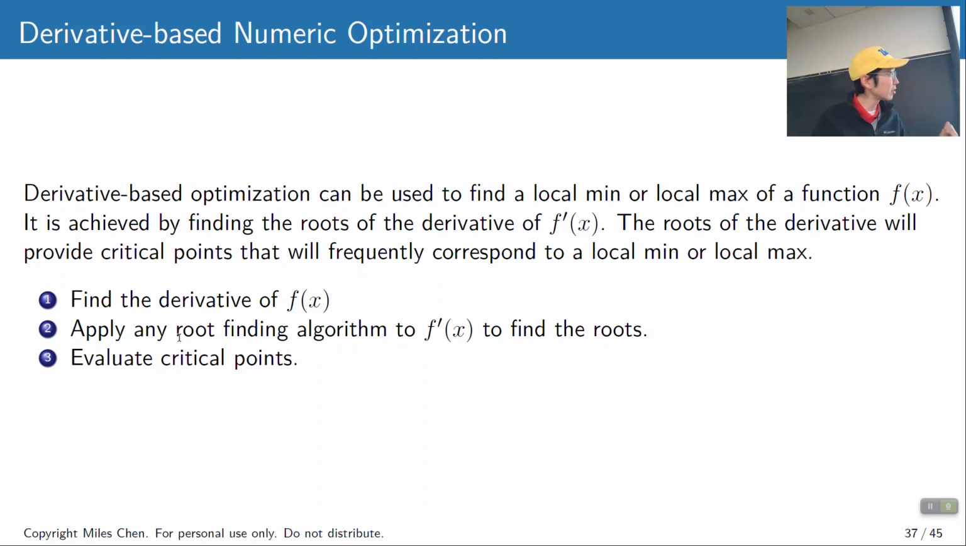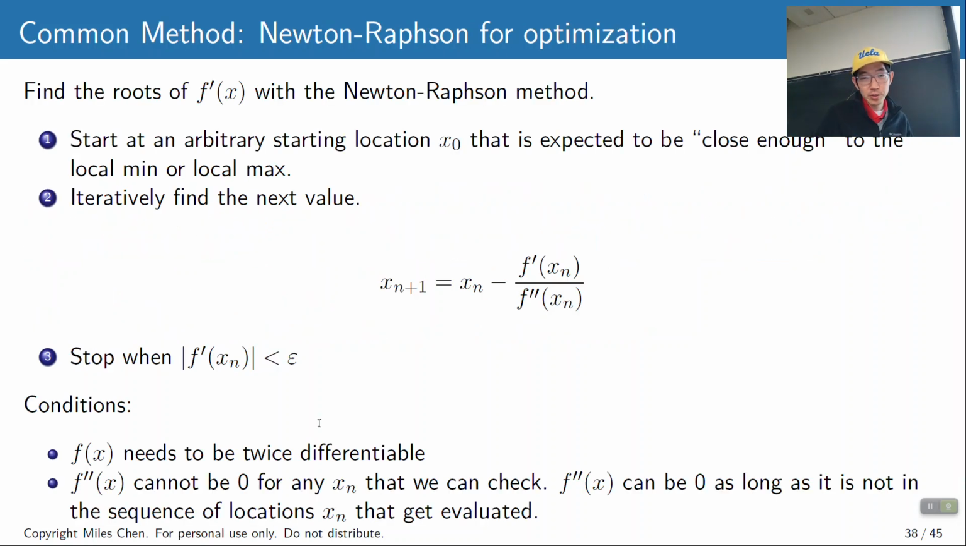So we just find the derivative of f, either analytically using calculus, or we use the derivative approximation, and then we apply any of the root finding algorithms to find where f prime of x is equal to 0, okay? And then we evaluate the critical points. And so here we can try using Newton-Raphson method. For Newton-Raphson method, rather than finding the roots of f, we're going to find the roots of f prime, okay? And if we can find the roots of f prime using Newton-Raphson method, those will be the critical values, and those will correspond to local mins or local max.